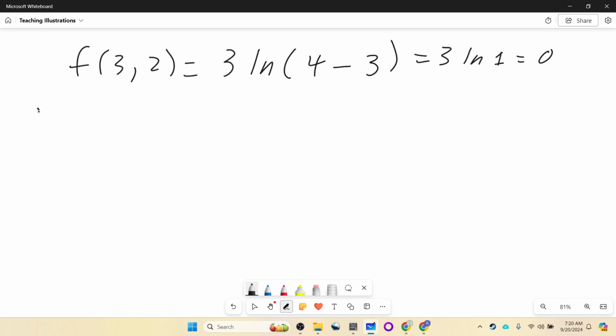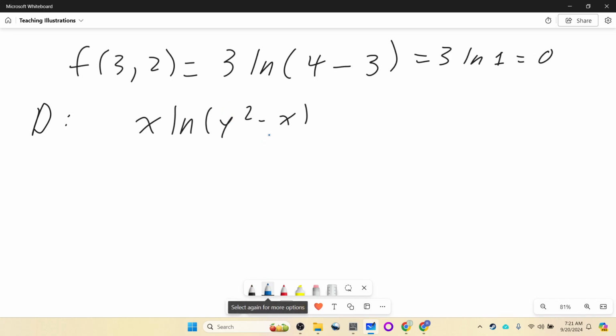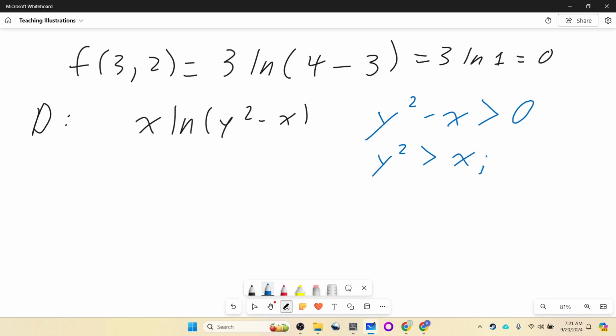Okay, now for the domain, well, we have x log of y squared minus x. The x out front is not going to have any problems for domain. It's just x. We can always plug something in there. But the ln, well, the argument here has to be positive. y squared minus x greater than 0. So let's solve this. We get y squared is greater than x, or equivalently, x is less than y squared.